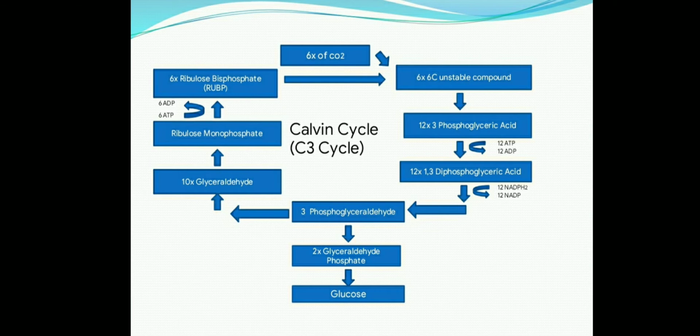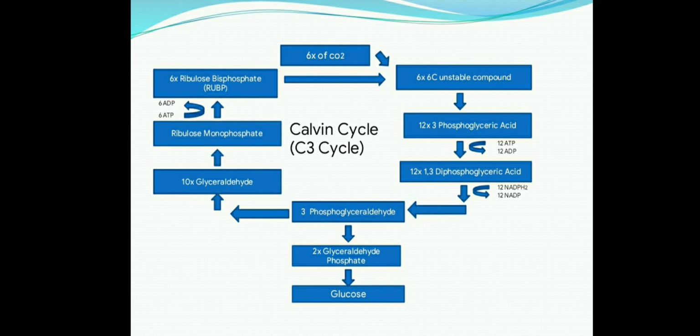Then the second stage: the phosphoglyceric acid is reduced by using 12 molecules of ATP and 12 molecules of NADPH2. First, phosphoglyceric acid changes into 1,3-diphosphoglyceric acid. Then, using the 12 molecules of NADPH2, it converts into 3-phosphoglyceraldehyde. Then it converts to glyceraldehyde phosphate, and ultimately forms 1 molecule of glucose. This process where CO2 is reduced to form glucose is called the reduction process. So in this stage, a series of reactions occurs.